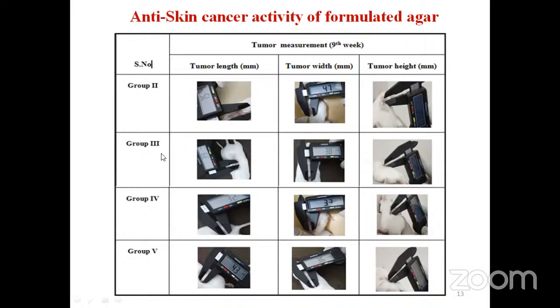But when you compare group 3, the formulated agar topically treated mice reduced the cancer size to 39. We selected 2 doses, one low dose and another high dose. The low dose reduced the size of the cancer to 39, whereas the high dose reduced the cancer to 32 millimeters, whereas the positive control accounts for 43 millimeters.